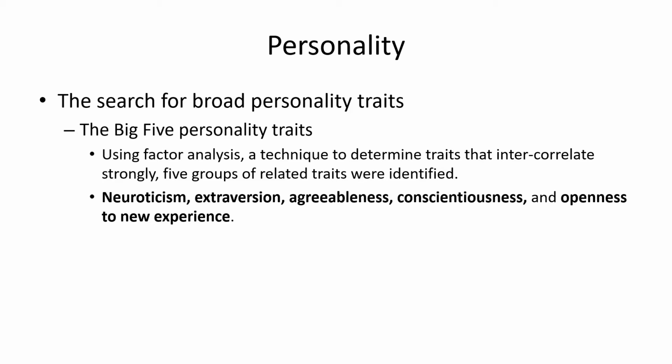It's this basic idea that there are five areas that we can look at, using factor analysis, which is a statistical way to see if these traits are found across multiple populations. And so the basic ones are neuroticism, extroversion, agreeableness, conscientiousness, and openness to new experience.